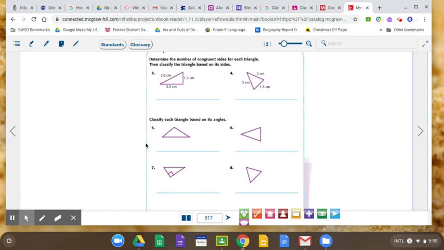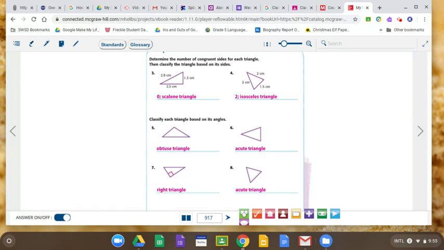Let me show you two. Click off of this. So here's just the answers for you guys to look at too. Make sure up here it does say determine the number of congruent sides, then classify the triangle based on its sides. So you say 0, and that's why it's a scalene. This one, number 5, is obtuse because right here is an obtuse angle. This is an acute triangle because all three of these angles are acute.